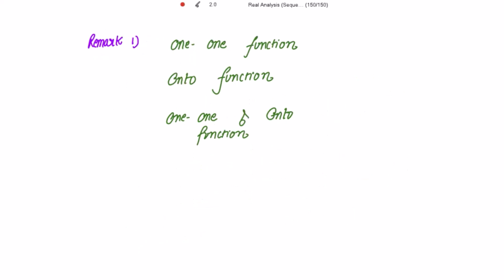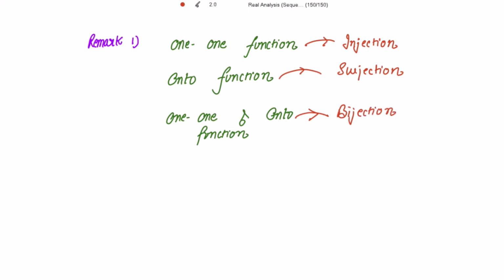Please note this remark. A 1, 1 function is also called an injection. An onto function is also called a surjection. And a 1, 1 and onto function is also called a bijection.